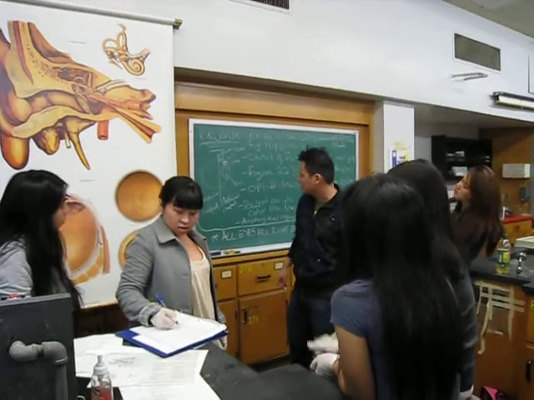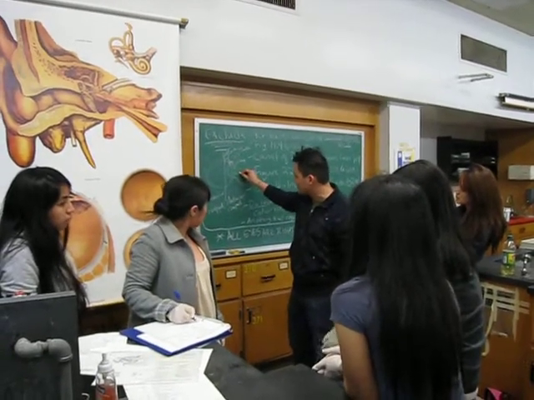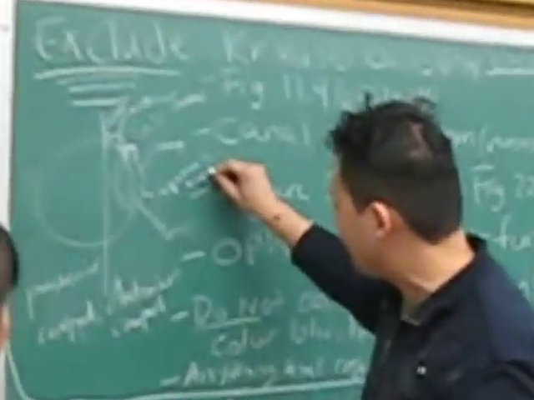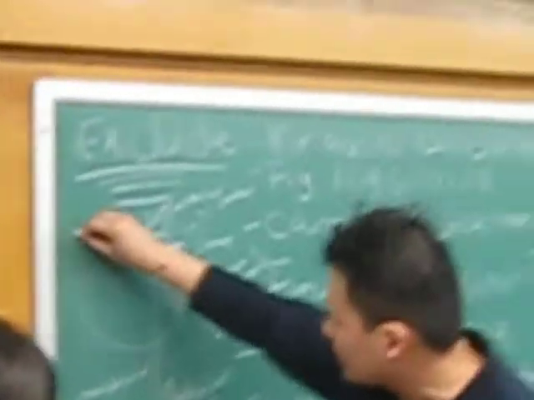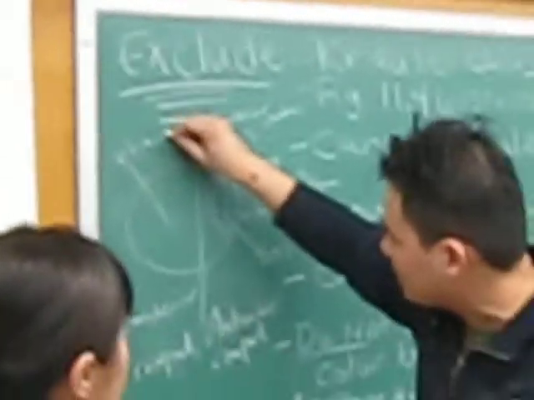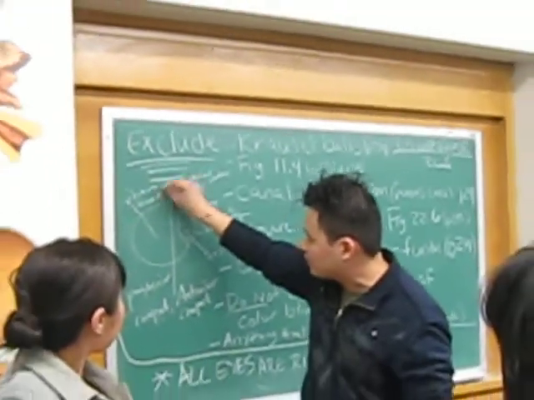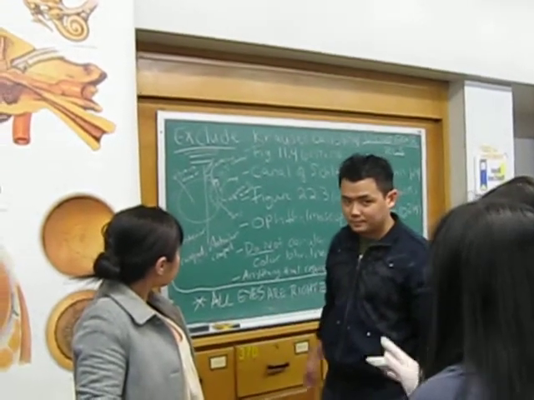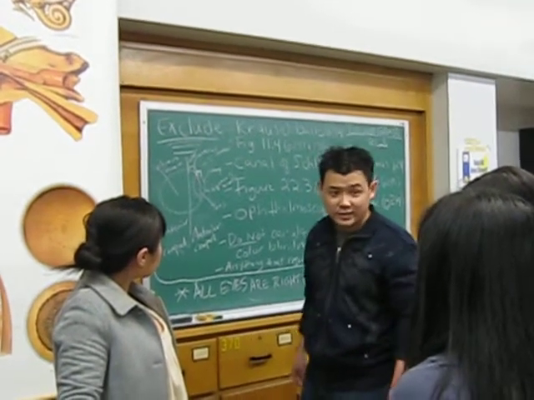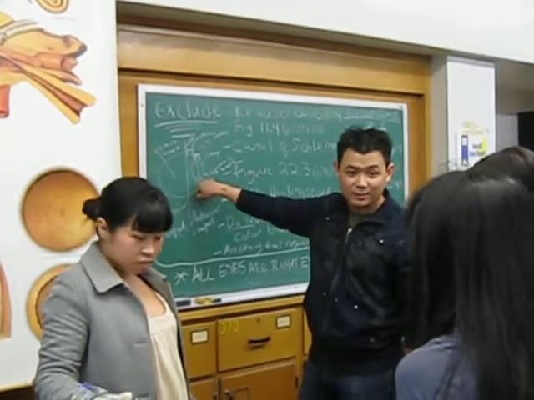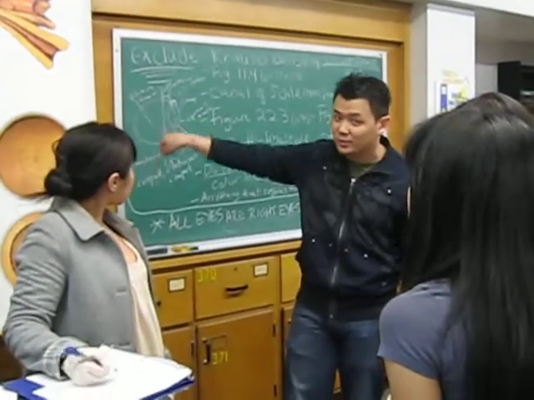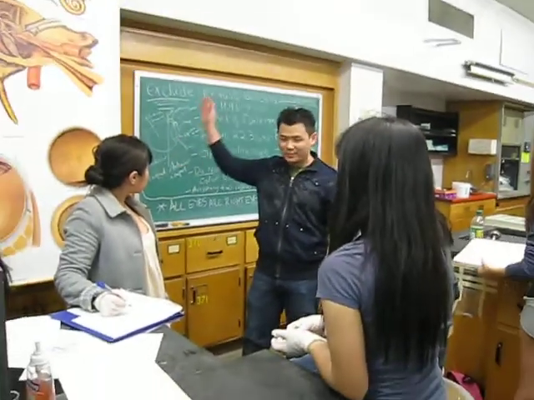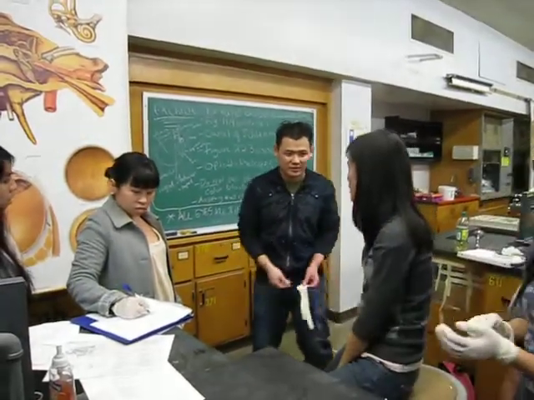You also have aqueous humor inside there, and then within the posterior compartment, you have the vitreous. Does the anterior compartment have the vitreous humor? No, it has aqueous humor, but only within the anterior chamber, not the posterior chamber. That's why they have different chambers, so that you have different features.